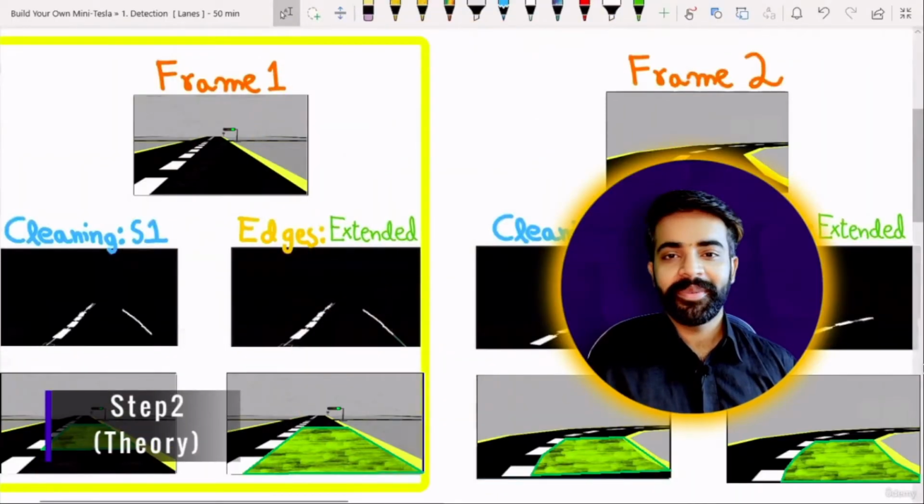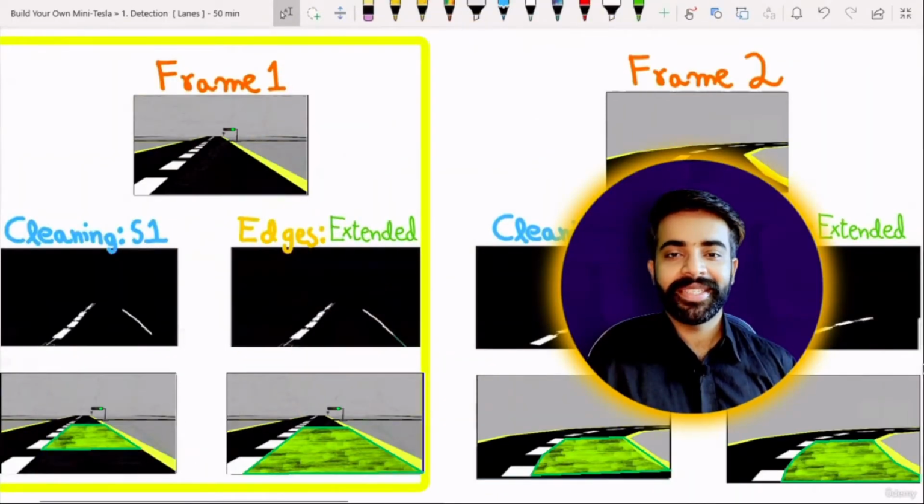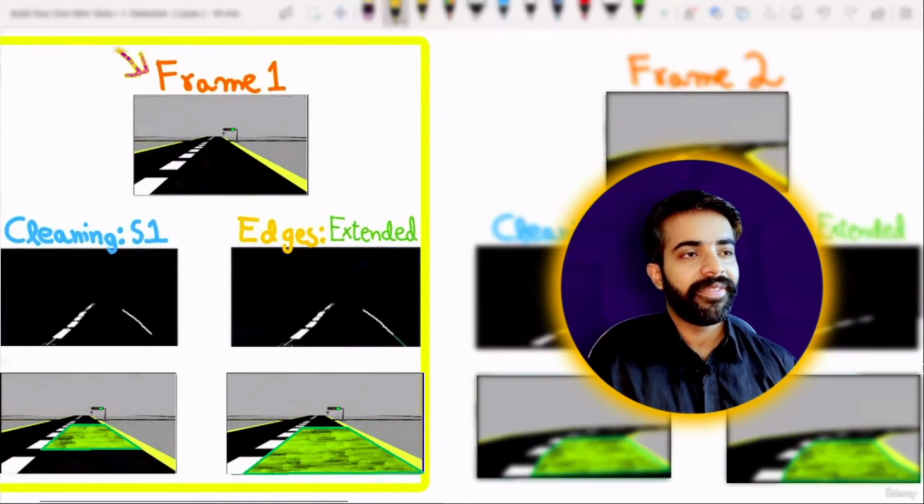Hi guys, so we just discussed step 1 of the cleaning stage, and now we are ready to take on step 2, that is, extension of the lane lines. For this explanation of step 2, I've laid down two examples for you, and let's start with example 1, that is frame 1 on the left hand side of the screen.